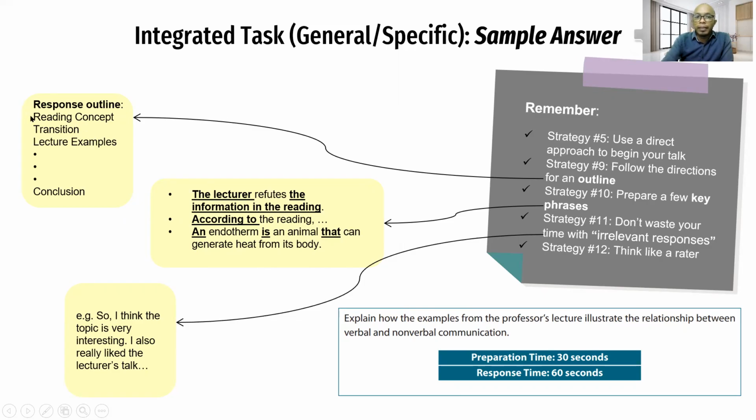So that's the beginning. Okay, so that's like a summary of the reading concept.